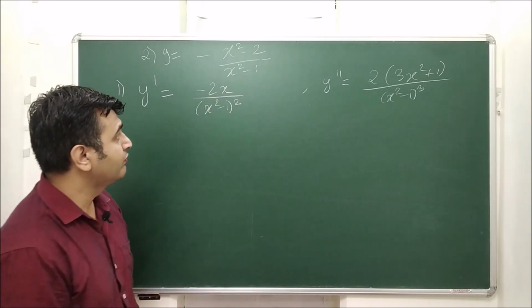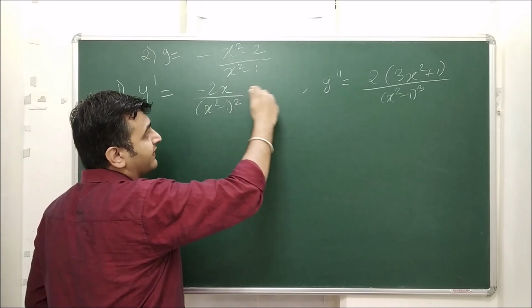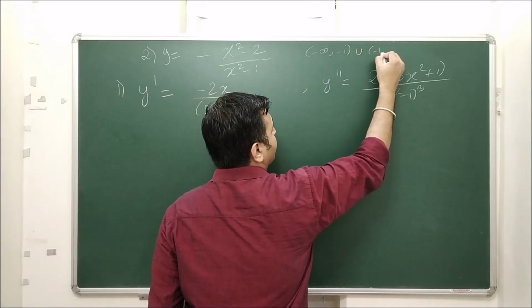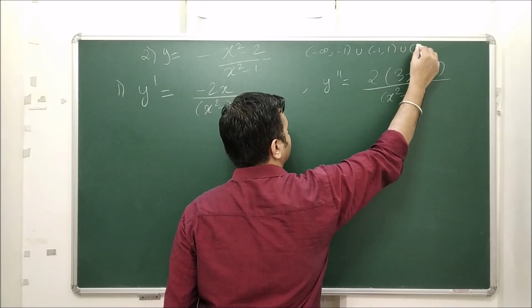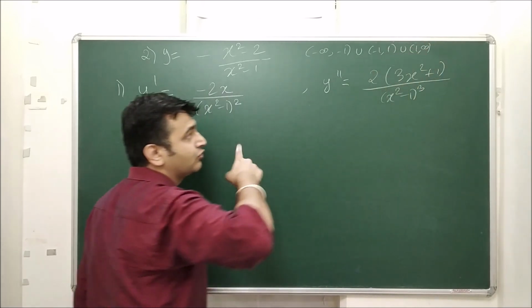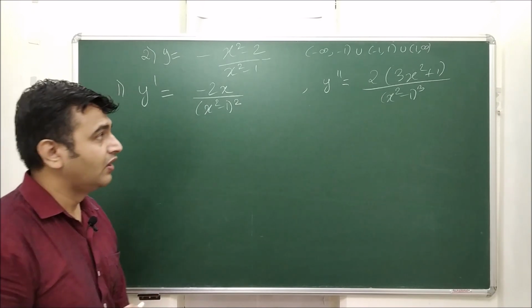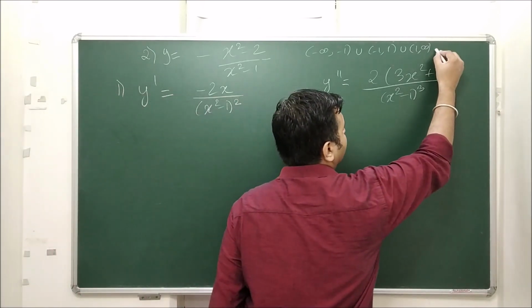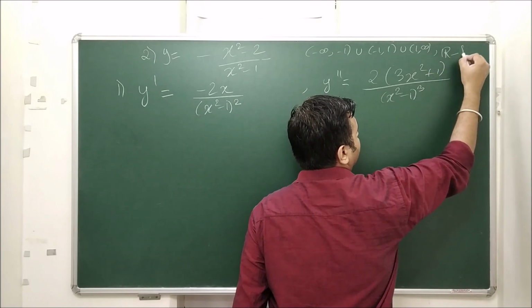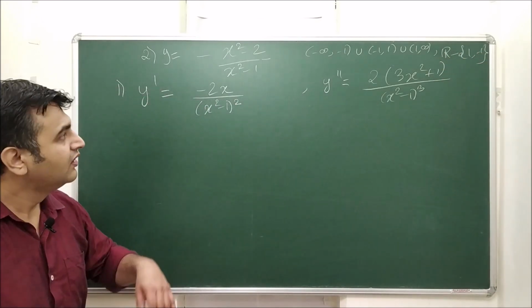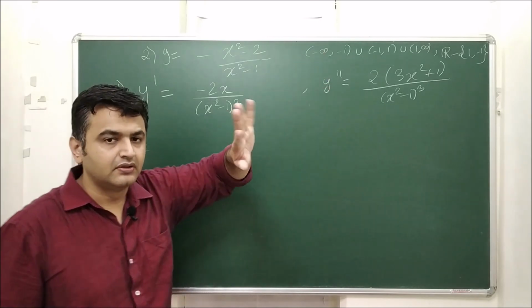So what will be the domain over here? As you can see, at plus and minus 1 your function is not defined. So your domain will be minus infinity to minus 1, union minus 1 to 1, union 1 to infinity. Or if you want to write it more shortly, all real numbers except 1 and minus 1. That is another shortcut, but it's good to write in terms of union.